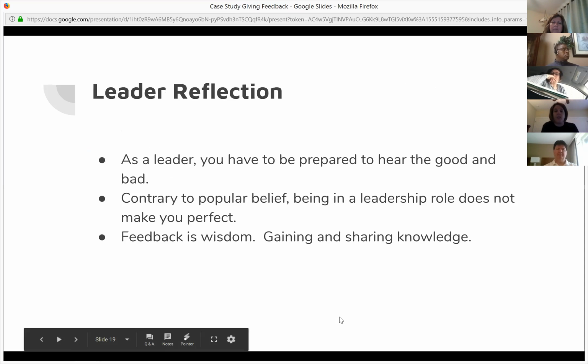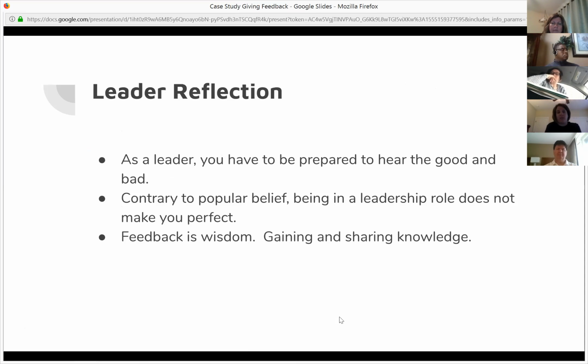So as a leader, when we're getting feedback, you have to be prepared to hear the good and the bad. We know that. And being in a leadership role does not make you perfect. And I found this feedback is wisdom. So we need to take what we have and use it. So gain that knowledge and then share that knowledge with others.